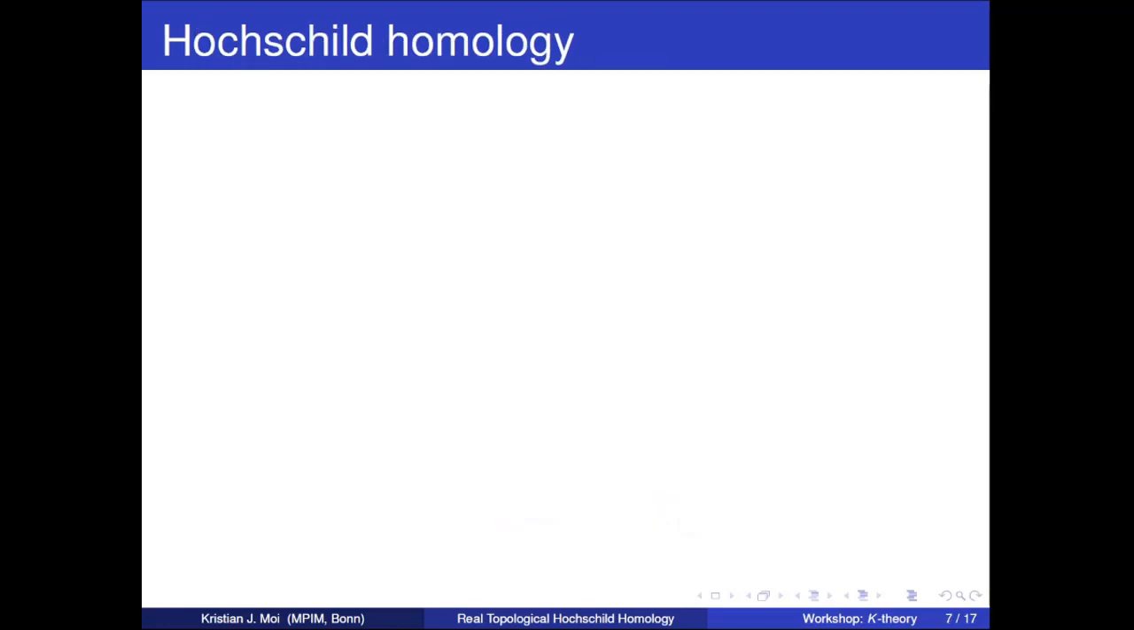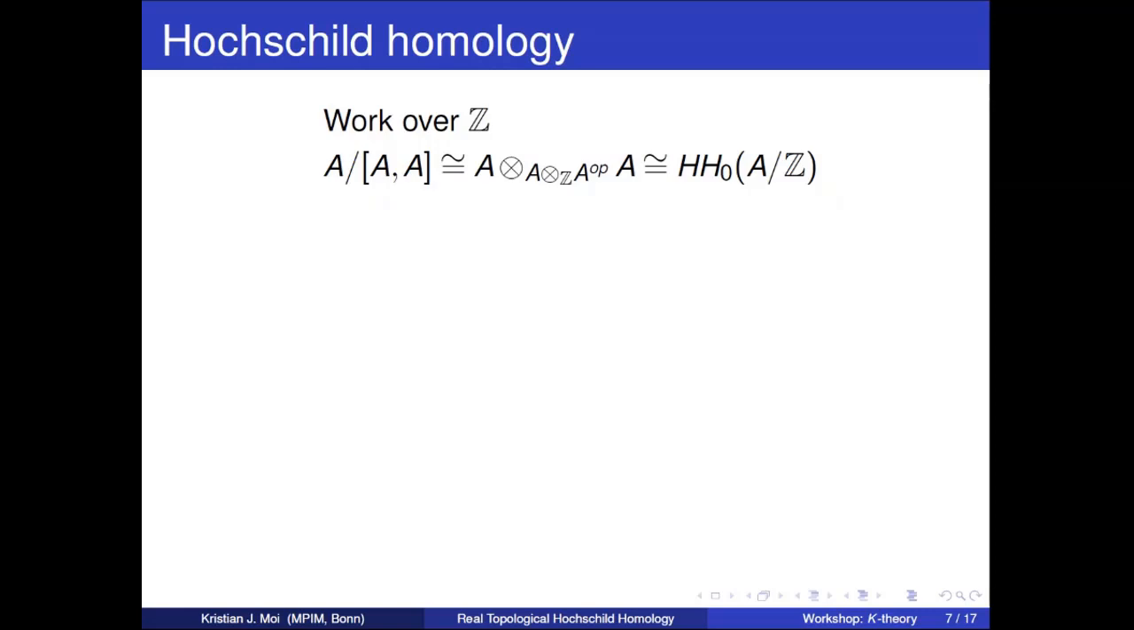Hochschild homology. So what we've done so far is take the left hand side of the trace, which went from K0 into this quotient, and make it a lot more complicated. We somehow derived it. Now, what about the other side? To begin, we work over Z, and you can write A mod the commutator in a particular way. Here, when I write A over Z, I just mean that the tensor product is over Z; you're not modding out by Z. And what you can do is derive the construction. You take the derived tensor product everywhere, and you get, writing HH(A) here, the chain complex. By the Dold-Kan correspondence, you can think of that as some kind of space.